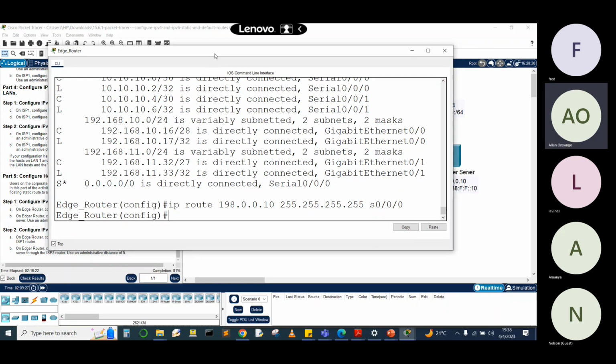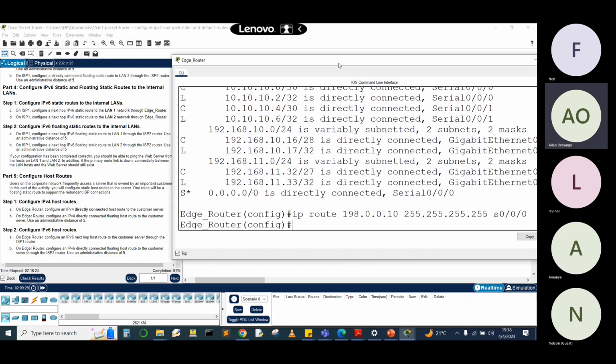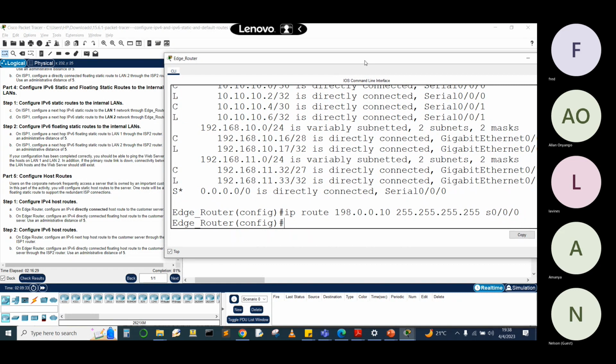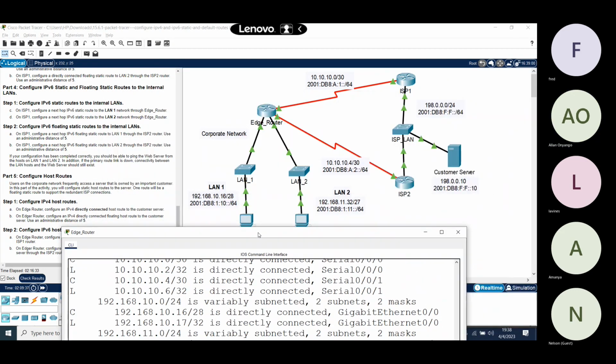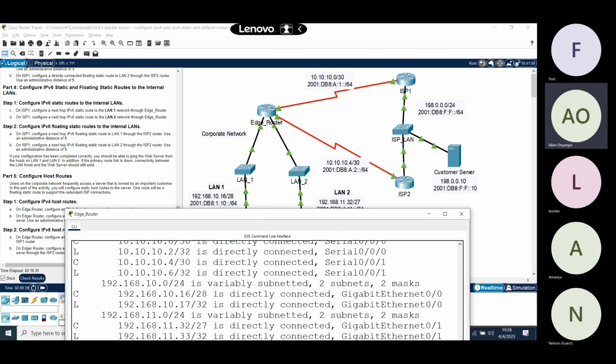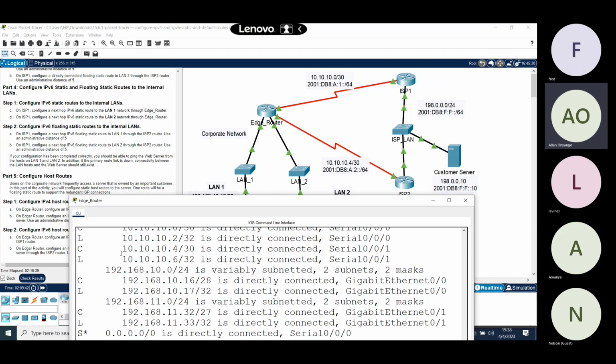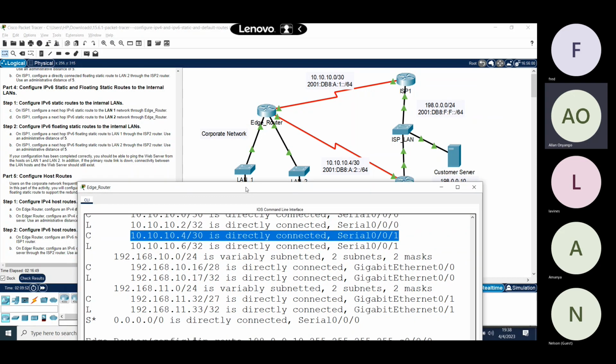Then we want to configure the backup for the same route, which will be passing through ISP2. So we need to know what the exit passing through 10.10.4 is. You can actually see that here, that the network on 10.10.4 is using the interface S0/0/1, and that is all that we need.